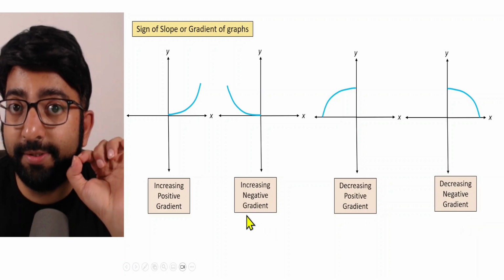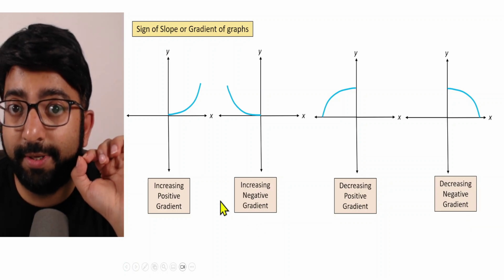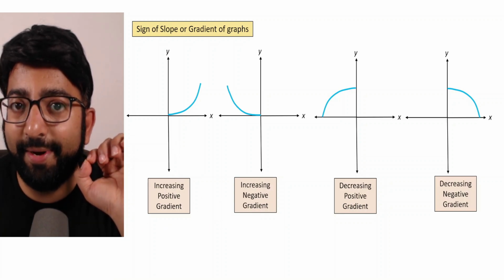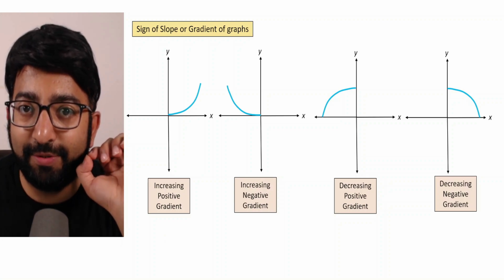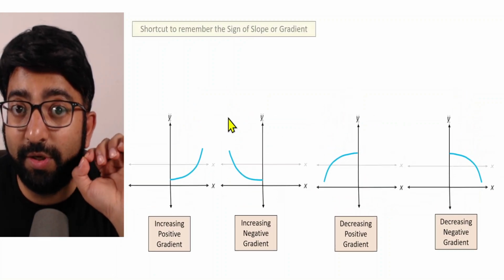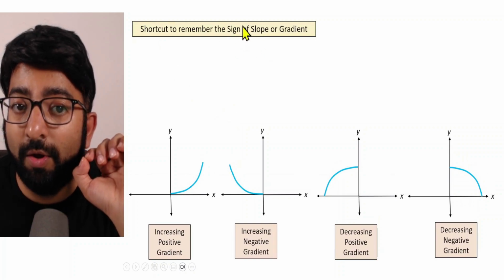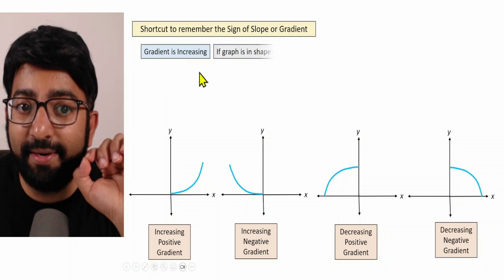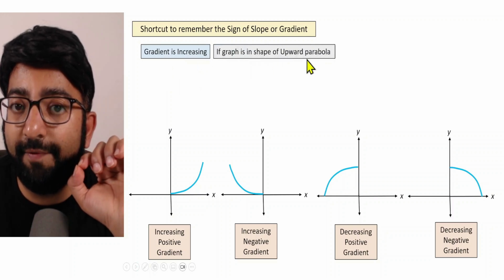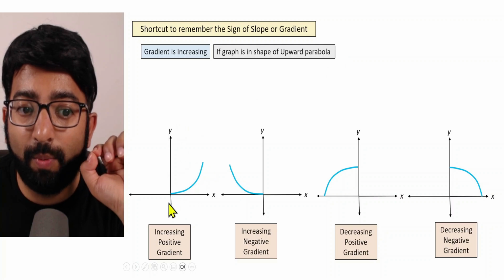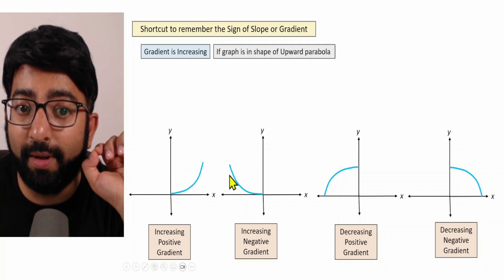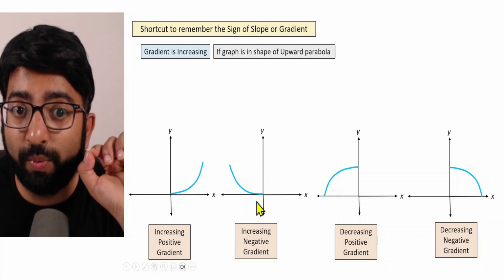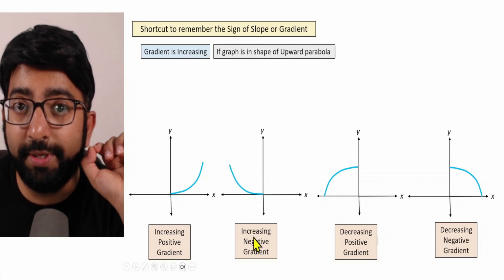Now, in the exam situation, it will be very easy to solve the questions if you can just remember the shapes with the exact type of gradient. Now, it is a little difficult to memorize this. That is why let us understand the general shortcut, how to remember the sign of the slope or the gradient. And what is the shortcut? The gradient is increasing if the graph is an upward facing parabola. So if you look at case number 1, this is an upward facing parabola. Similarly, in case 2, this is also an upward facing parabola. That is why the gradient is increasing in both these cases.